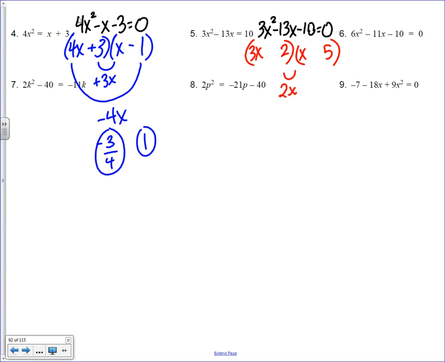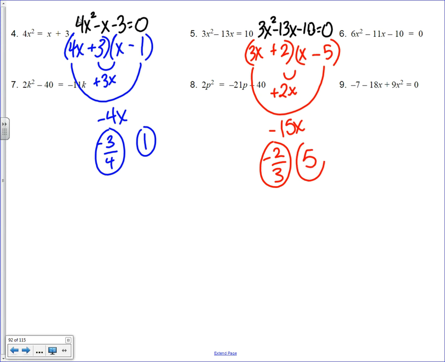So this gives me 2x. This gives me 15x. And yeah, that'll work because that'll get me the -13 in the middle. If I make the 15 negative and the 2 positive, my two answers will be -2/3 and 5. So again, you have to be really willing to guess and check. Okay, so I think I am going to leave it at that for my portion of the front of this.